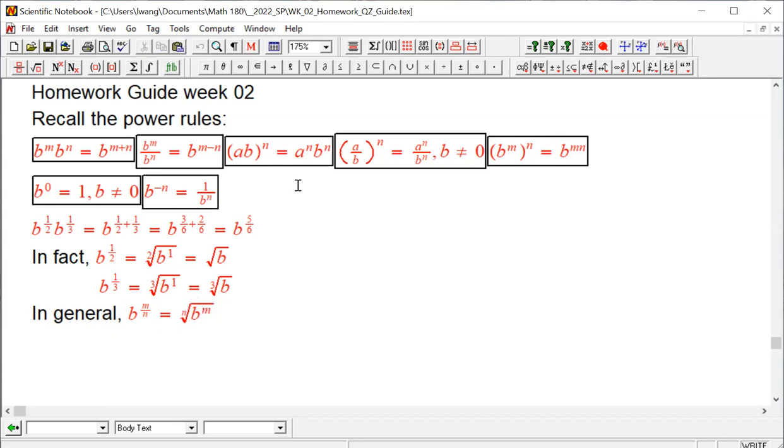But we do have another very important consideration, which is that we need to consider domain. Okay, domain oftentimes is an important issue in these operations.